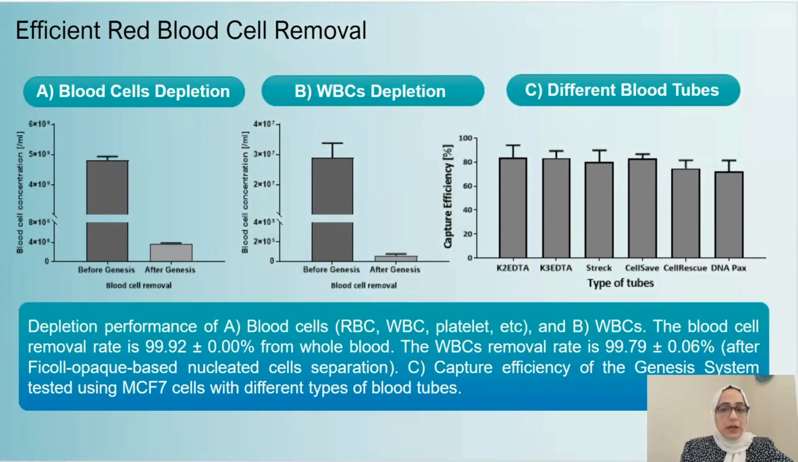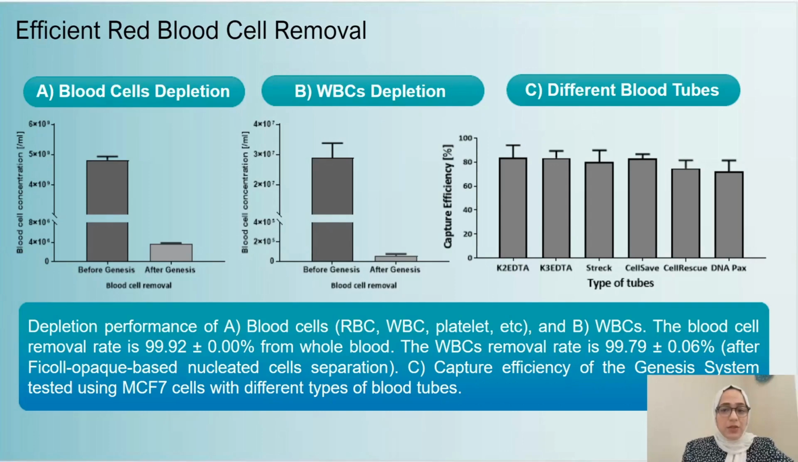Using the same spiking experimental method, we evaluated the percentage of background blood cell depletion from enriched cells using Genesis. In figure A, you can see the blood cell removal rate was 99.9% from whole blood. In B, when we were using only buffy coat separation, the white blood cell removal rate was 99.8%.